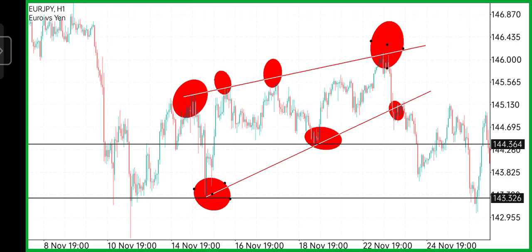You sell where the price is reversing at the high price, and you buy where the price is reversing at the low price. You know. So am I making sense? Am I clear enough? Can you see this is an uptrend?